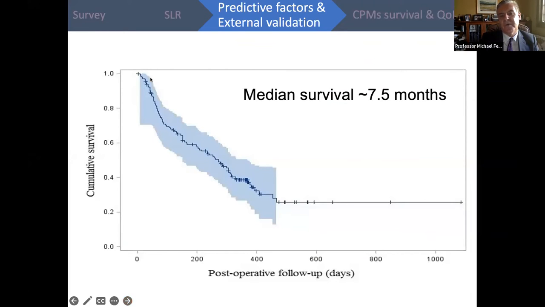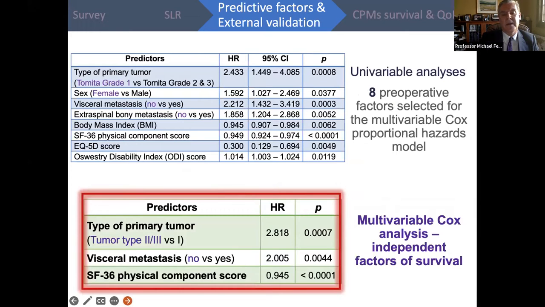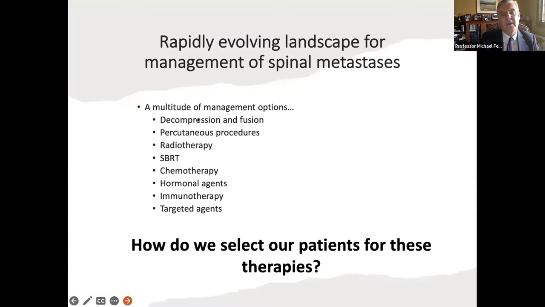Now you'll see this is all comers and a prospective series. This number is being shifted, but still this is a relatively contemporary series. And you see in general, again, what I was referring to, average survival between 6 and 12 months. But again, critically important to determine the outliers. The type of primary tumor, presence of visceral metastases, and the baseline functional scores are critical factors in determining the outcomes.